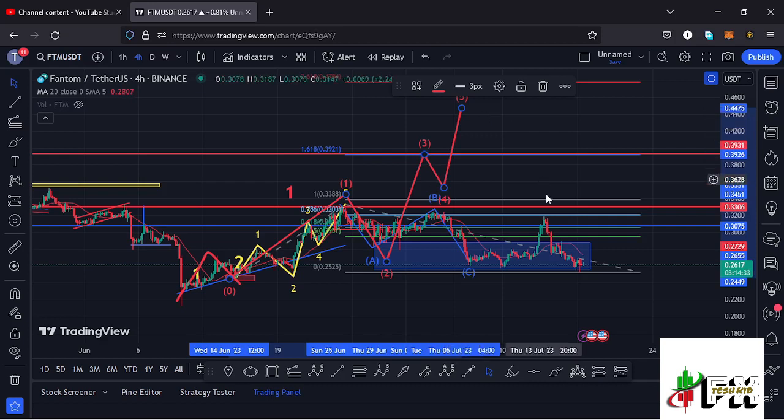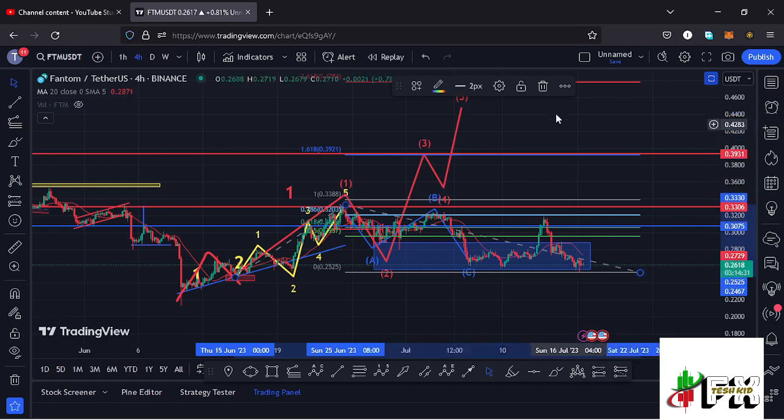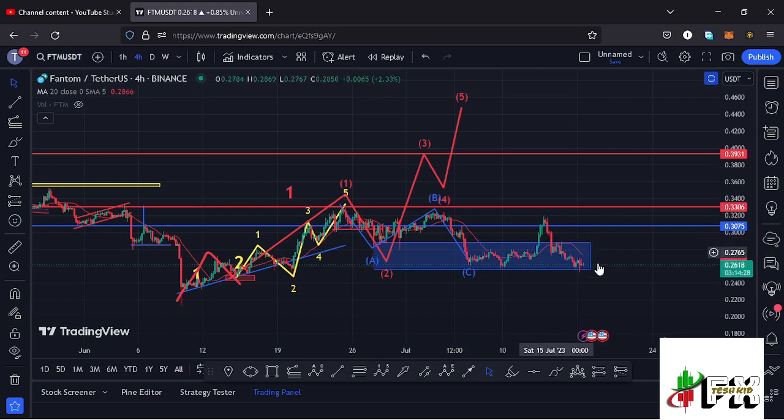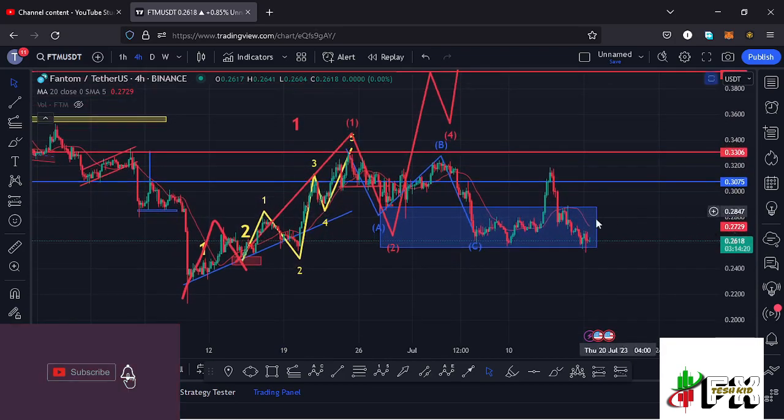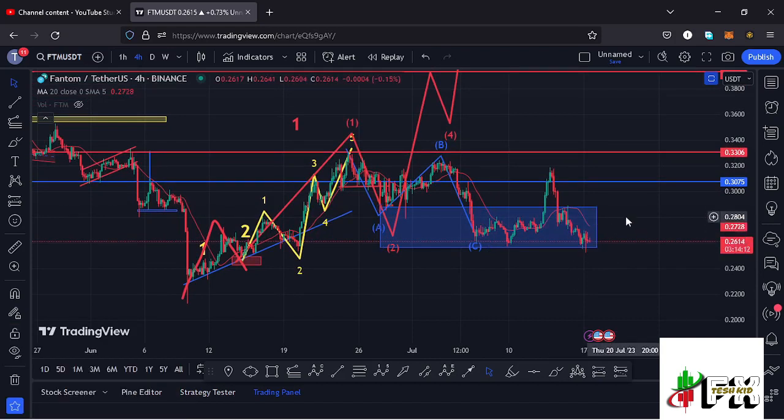So here on the Fantom chart, I'm expecting that we see a reaction off the target area very soon and start gearing up impulsively in the formation of that wave 3. And I'm also hoping that Fantom does not give us a close outside of this blue target area, because a close outside of this blue target area will be suggesting a bearish scenario here on the charts.